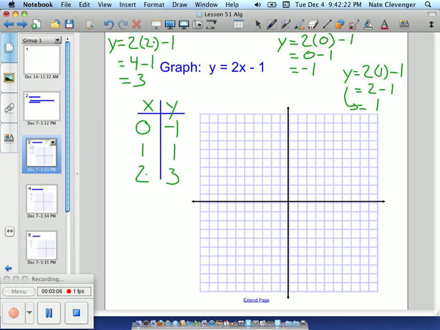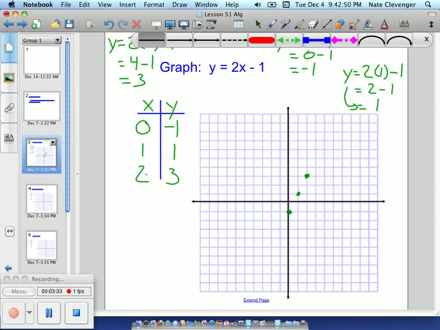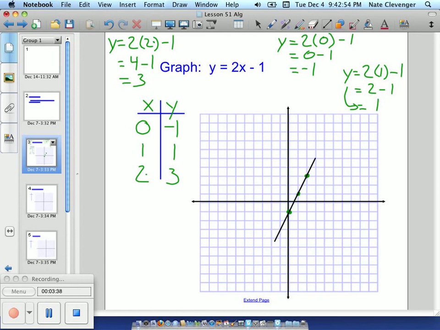We always want to use 3 points so that when we plot these, if I plot 0, -1, and 1, 1, 2, 3, whoops, I didn't plot 1, 1 correctly, did I? Oops. How about 1, 1 here and 2, 3 here? When I plot those 3, they should all give me a line. I'm going to try to use this to draw my line with. I don't know how well it'll work. We'll see how it goes there. That's not bad. So your line then will go through those 3 points.